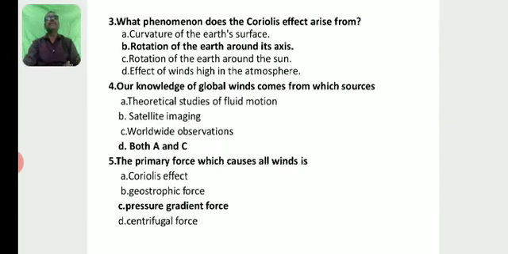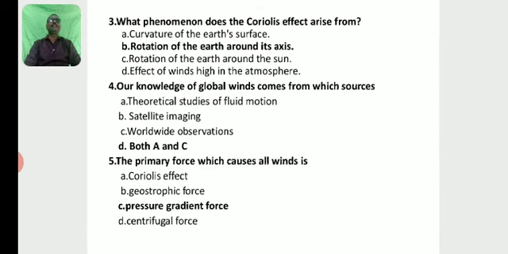So then third one, what phenomena does the Coriolis effect arise from? Curvature of the Earth's surface, rotation of the Earth around its axis, rotation of the Earth around the Sun, effect of winds in the atmosphere. So second one B is the correct answer, rotation of the Earth around its axis.